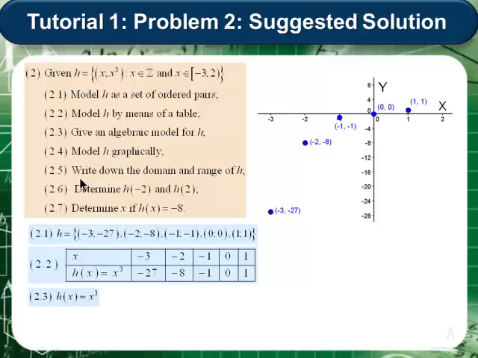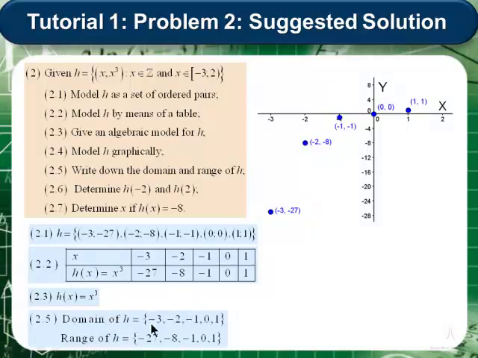Question number 5 here is you have to write down the domain and the range. Now the domain of H is simply the set of all input values, as I've mentioned before, while the range is the set of all output values. You can clearly see that from the set of ordered pairs and from the table, or you can look at the applicable values on the horizontal and vertical axes. The next question is: determine the output if the inputs are -2 and 2.